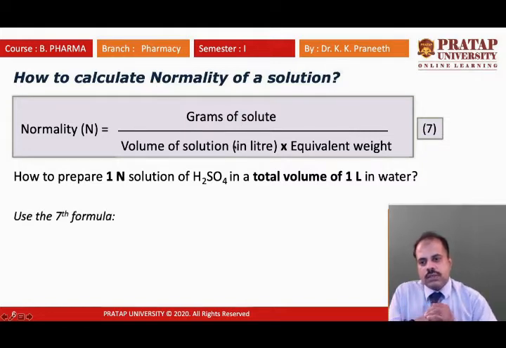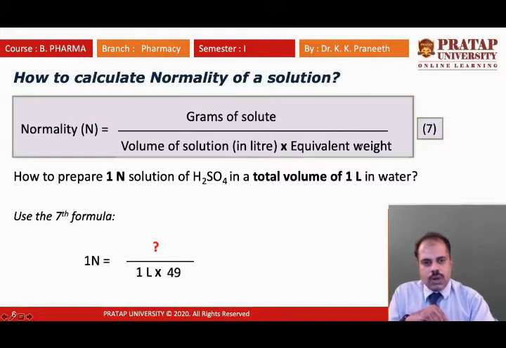So now let's check. Use this new formula, formula number 7. We already know the normality. Normality is 1 normal, right? And the grams of solute we don't know, so I put the question mark, divided by the volume of solution, that is in liter. So it's 1 liter. This we know already from the question. And at last, we also know the equivalent weight of sulfuric acid, which is 49. So we just need to get the number of grams of solute. That is, I have given this question mark in red color.